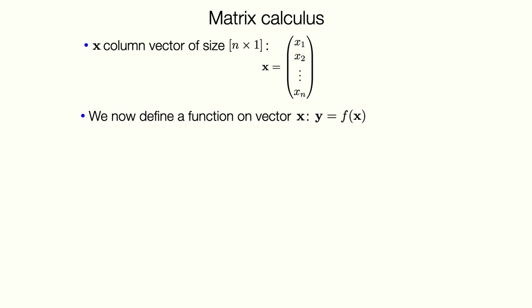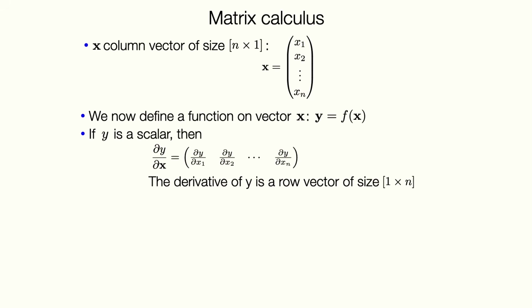Now, if we define a function on that vector, y equals f of x, and y is a scalar, then the derivative of that output with respect to x, the input, would be a horizontal vector, where for each element you're getting the partial derivative of y with respect to the first element, or second element, or third element of x. That is a row vector of size 1 by n.